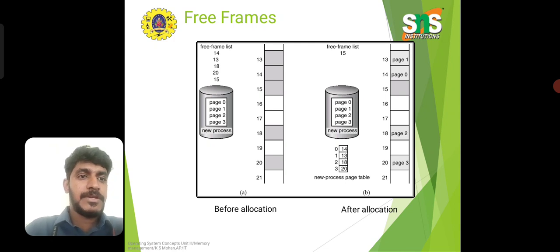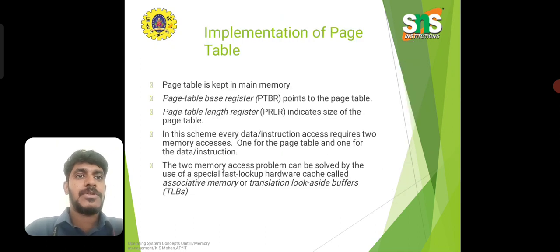For example, the new process page table has pages 0, 1, 2, 3. Page 0 will have the values 14, 13, 18 and 20, which will be connected to the free frames. So this is about the implementation of paging. We can see next the implementation of the page table.